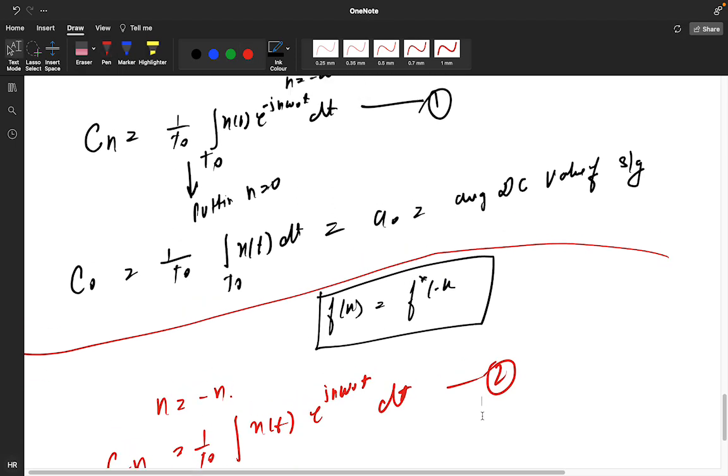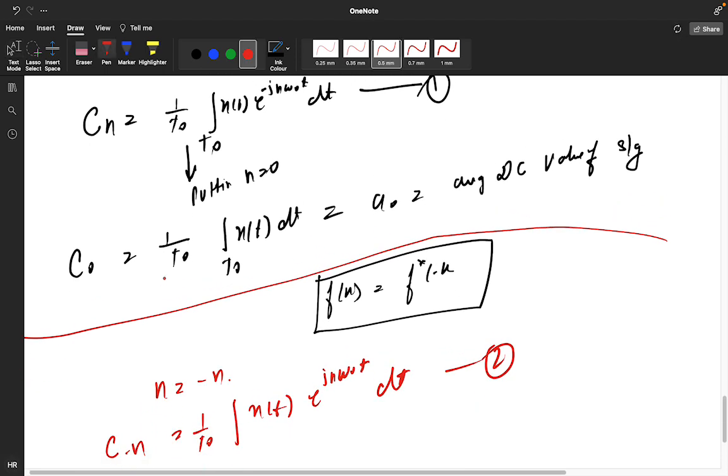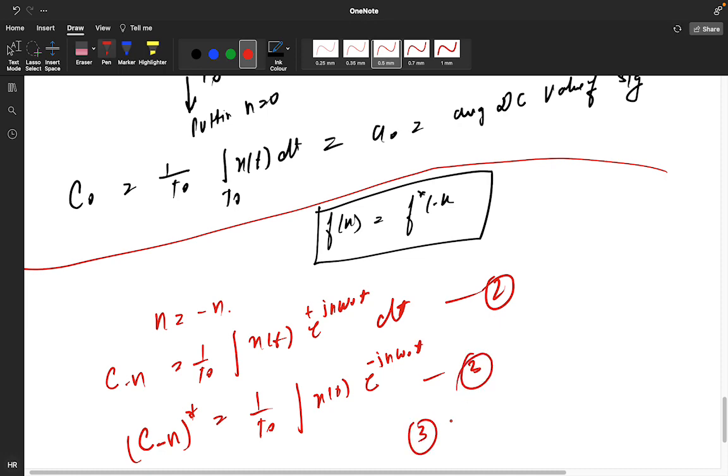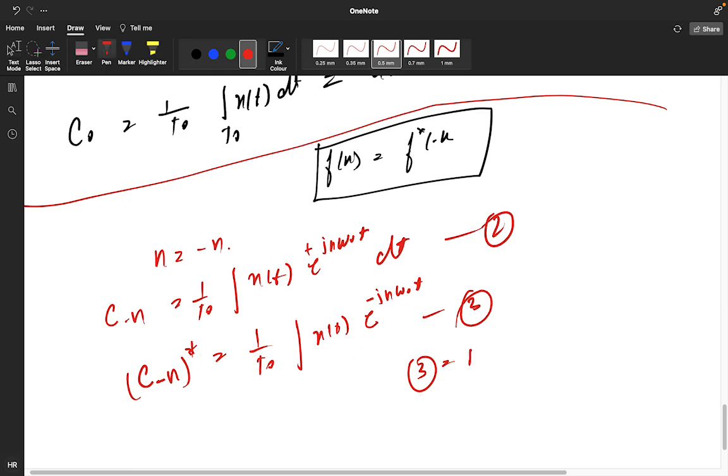So what has changed, the rest of the things are the same, but here I am not getting negative. Instead of negative I am getting plus. Okay, and even if I take the c of minus n conjugate, if I take 1 upon T naught x of t, so conjugate means j will become minus j, e power minus j n omega naught t. So this is equation, suppose, 3. So your equation 3 is coming to equation 1 only.